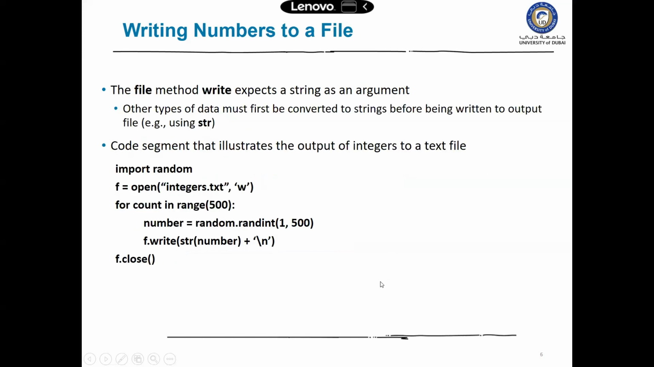Someone might ask, what if I want to write numbers? It's the exact same syntax, however, convert the numbers into a string before writing them into the file. The write method expects a string as an argument, so other types of data must be converted into a string. Here is the code for storing 500 random numbers into a text file. Let's not worry about the randomness. I will start by writing a simple code to write several numbers, then we'll do this code.